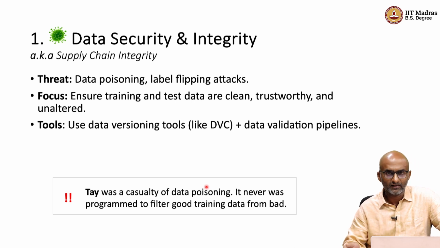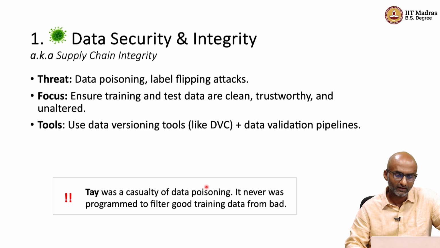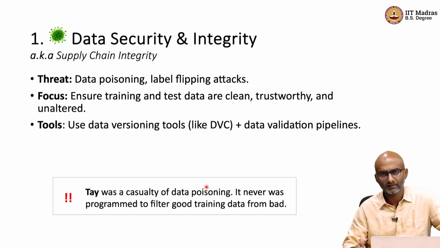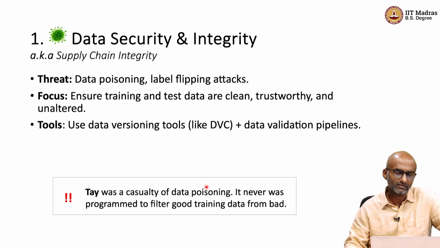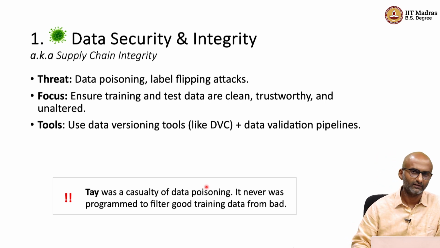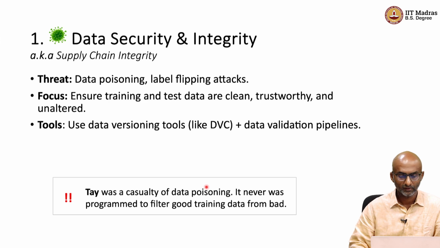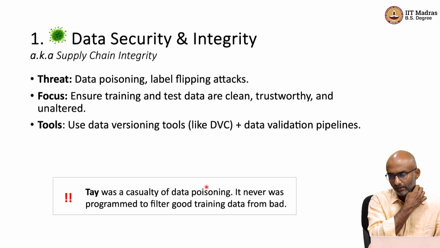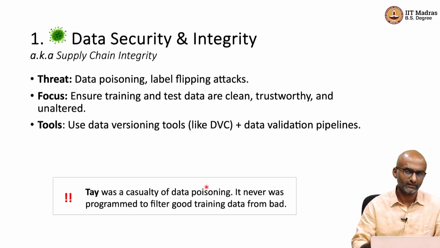So data security and integrity, also known as supply chain integrity. This comes from the threat that data can be poisoned or the labels can be interchanged, which makes the process of training now vulnerable to the data set that's getting fed to it, the wrong data set that's getting fed to it. So here the focus for MLSecOps is to ensure that not only is the training data and the test data clean and good quality, but it's got provability or provenance that's actually taken care of.